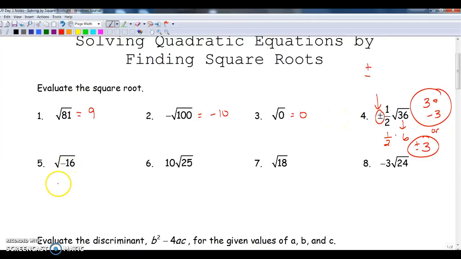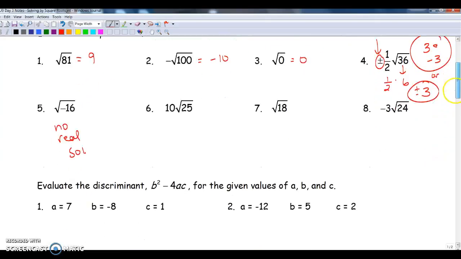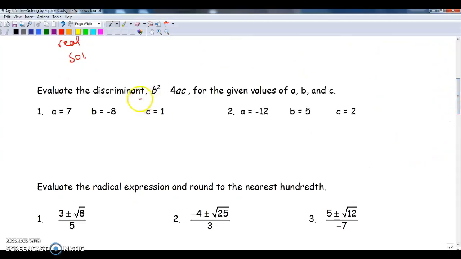Number 5, square root of negative 16, we've seen this before. It's no real solution. Alright, so we have those. I'm going to skip some of these. Discriminant, this is something that you'll see on the quiz. It's this formula right here, b squared minus 4ac. You won't need to memorize it. It's part of the quadratic formula, which we'll get into soon. You'll be given a, b, and c, and all you're going to do is just plug it in.